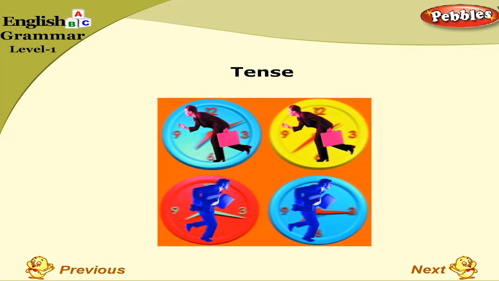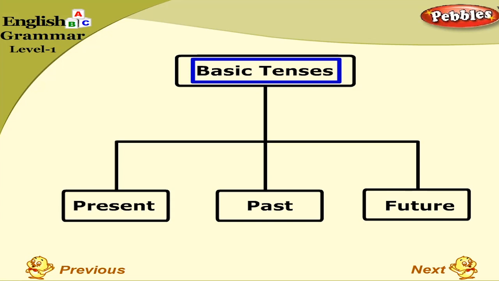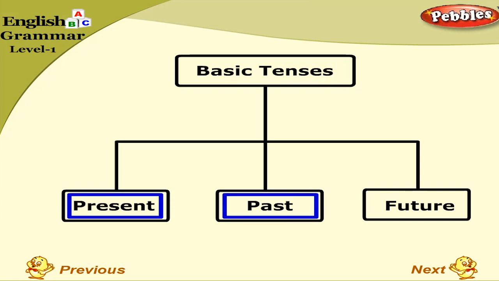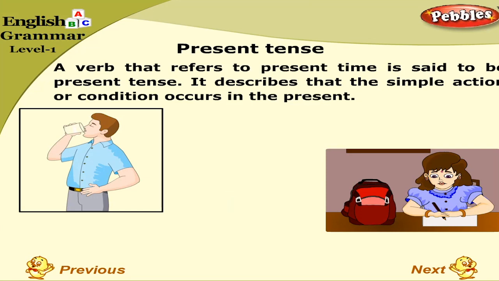Tense means time. The word tense comes from the Latin word tempus, which means time. The tense of a verb shows the time of an action or event. There are three basic tenses in English. They are the present, past, and future. Let us first see simple present tense. A verb that refers to present time is said to be present tense. That is, it describes that the simple action or condition occurs in the present.